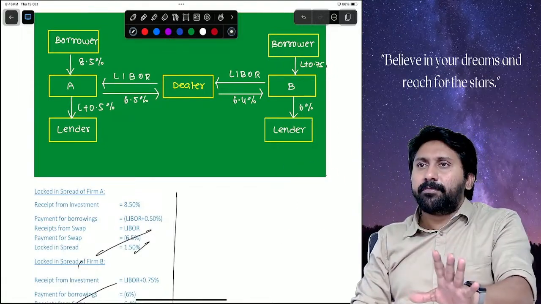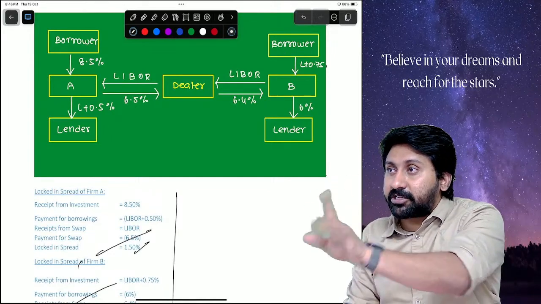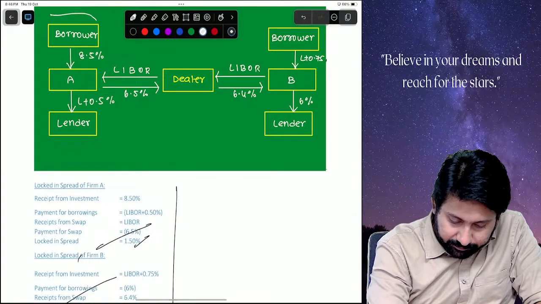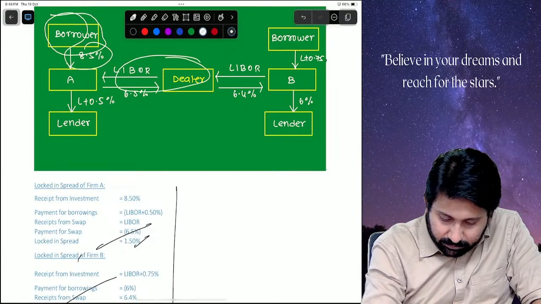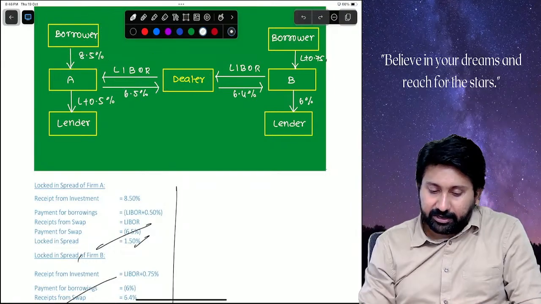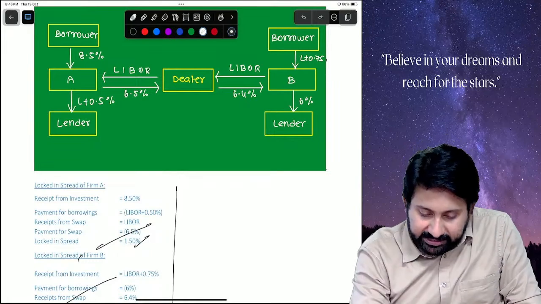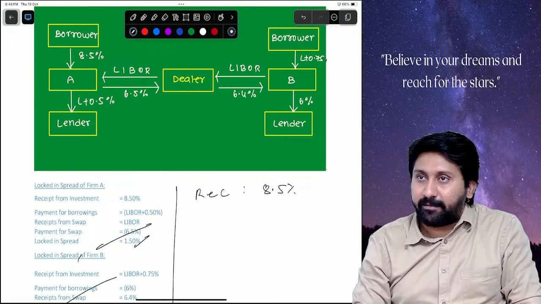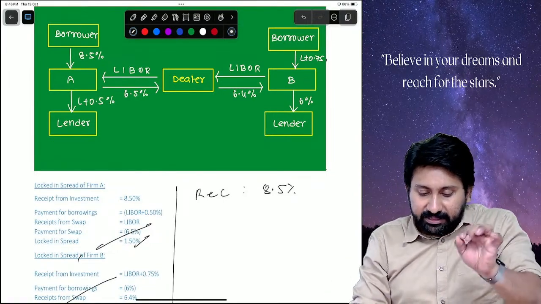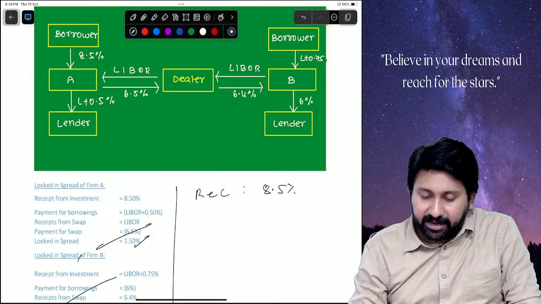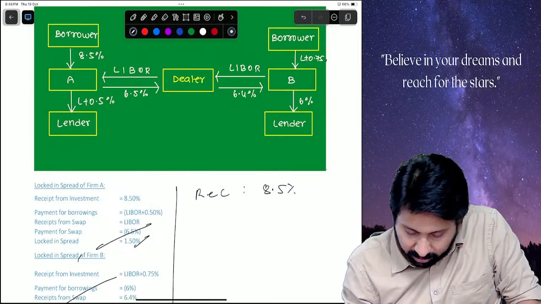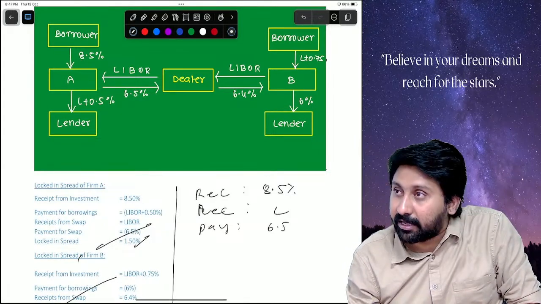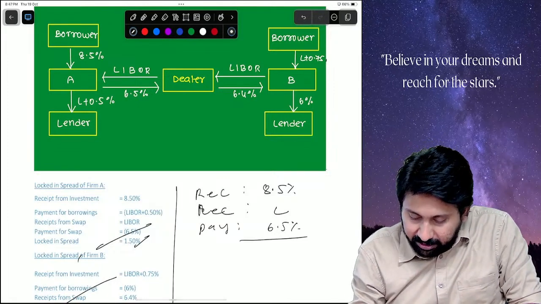Tell only from the investor point of view. Tell me, means from this angle. Okay? From this angle only you tell. I will write. Tell me, you are receiving how much, please? Everyone? 8.5%. Receiving 8.5. Okay. Now, you are dealing with the LIBOR transaction, correct? You are receiving LIBOR or paying LIBOR? You are receiving LIBOR. And you are paying 6.5%, correct?